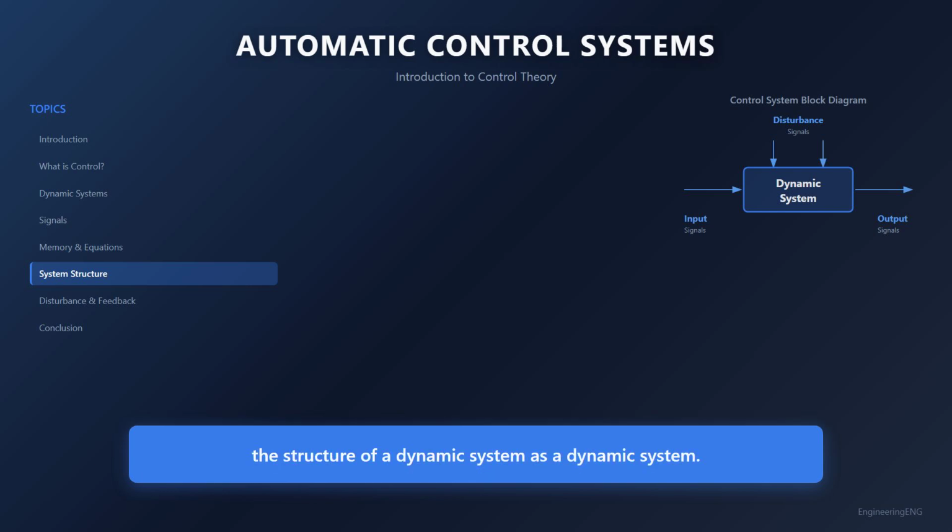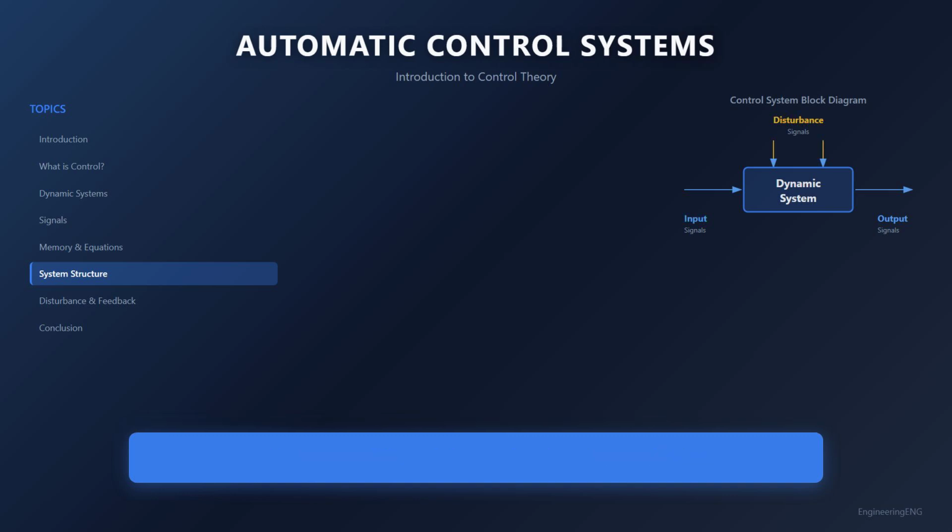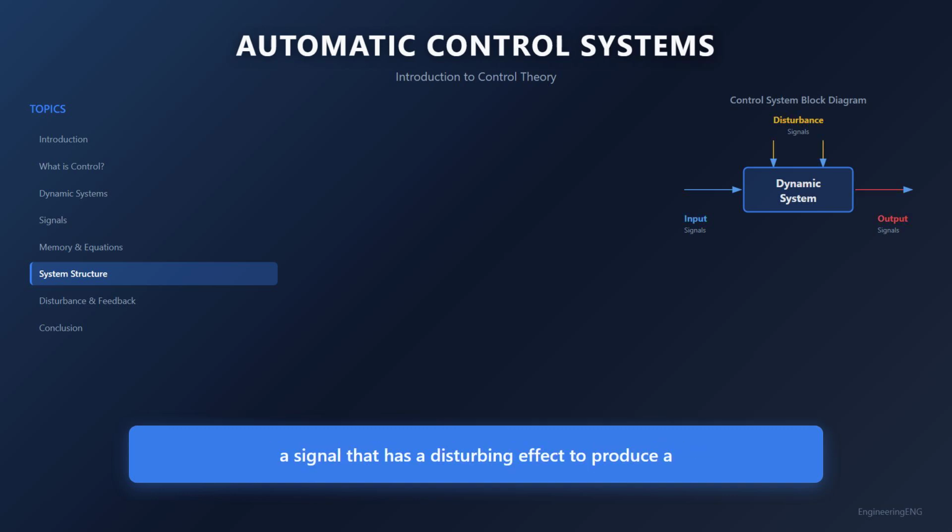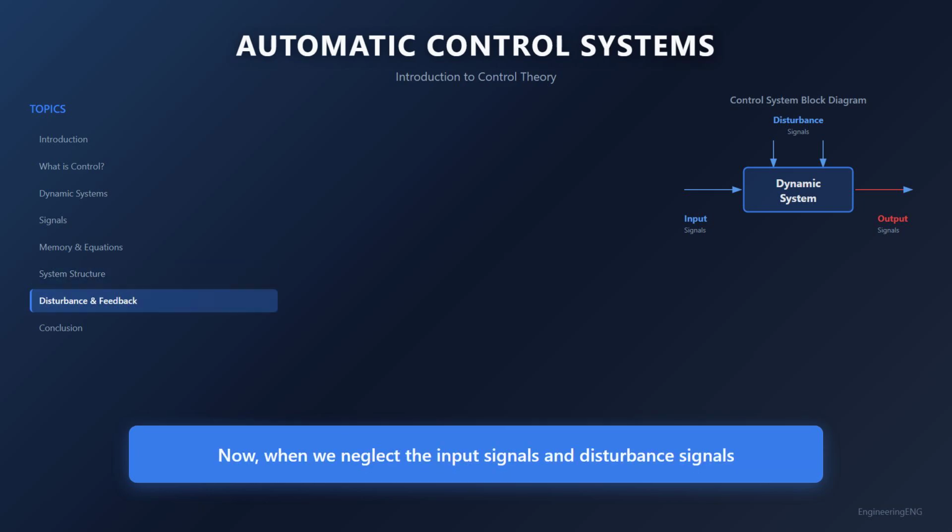If we show the structure of a dynamic system, we give an input to this dynamic system. This input combines with a certain disturbance, which is a signal that has a disturbing effect, to produce a certain output from the dynamical system. When we neglect the input signals and disturbance signals in our calculations, we can get an output signal as we expect. But after the disturbance signals come into play, we always get an output with a little bit more margin of error than we expect.